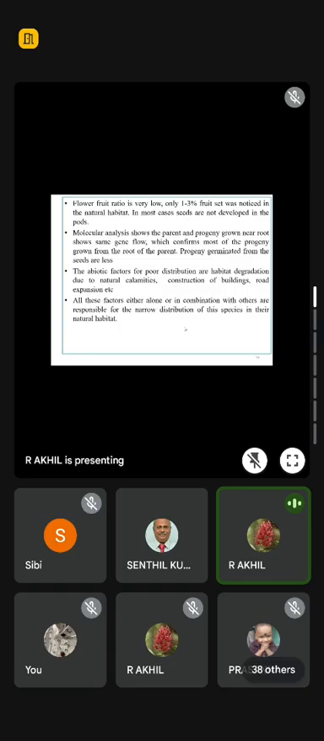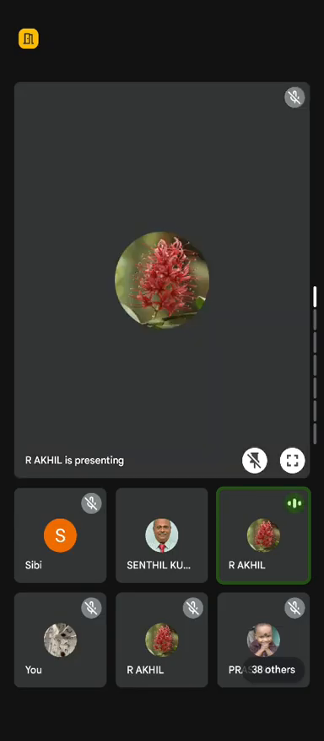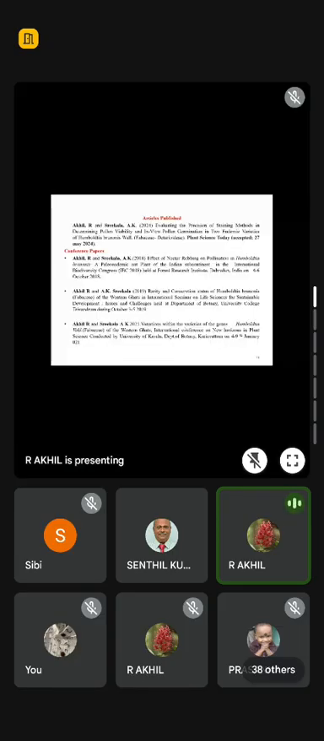Molecular analysis showed that parent and progeny grown near the root show the same gene flow, which confirms that most of the progeny grow from the root of the parent. Progeny germinated from seeds are few because of low seed production. Abiotic factors cause poor distribution: habitat degradation due to natural calamities, construction of buildings, or expansion. All these factors, either alone or in combination with others, are responsible for the narrow distribution of the species in its natural habitat. These are the articles published and conference papers attended.